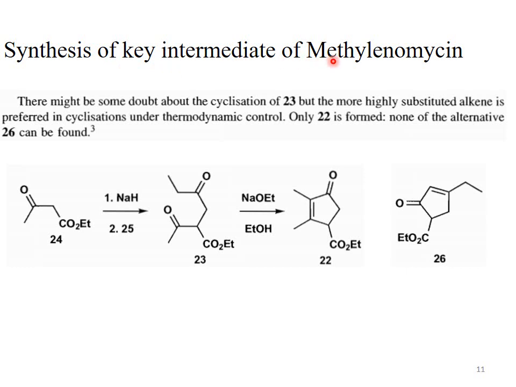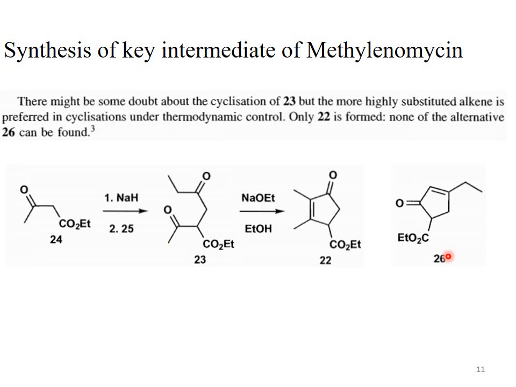Synthesis of key intermediate of methylinomycin. There might be some doubt about the cyclization of 23, but the more highly substituted alkene is preferred in cyclization under thermodynamic control. Only compound 22 is formed, that is the highly substituted alkene, and its alternative 26, the less substituted cyclized product, is not formed. Compound 24 is treated with the base sodium hydride. The base abstracts the acidic proton and converts 24 to enolate, and this enolate adds to compound 25, that is an alpha bromoketone, and it affords 23.